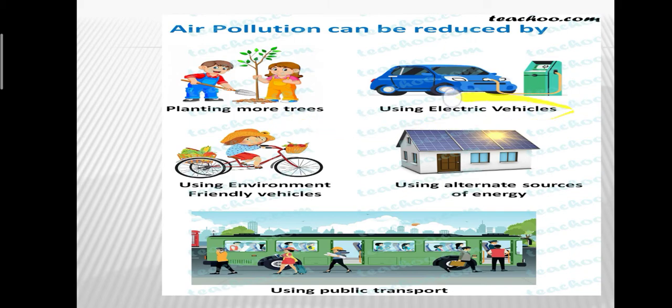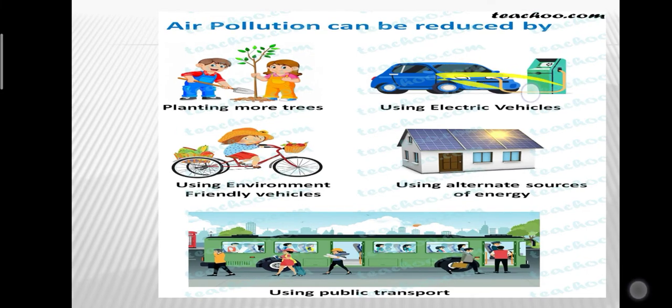Okay, using electrical vehicles instead of the vehicles run on petrol, because petrol and the fossil fuels are the main cause of our air pollution. Using environment friendly vehicles like bicycles, because they do not consume fossil fuels, and they do not release smoke into the air, so they are not part of pollution. Okay. Next is using alternate sources of energy.